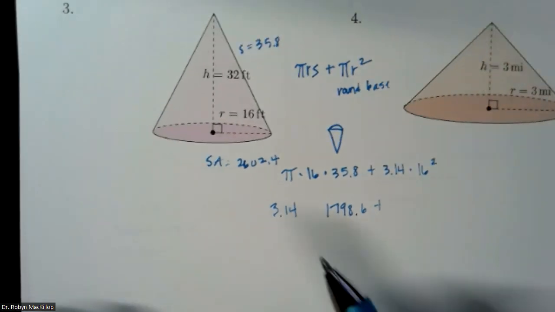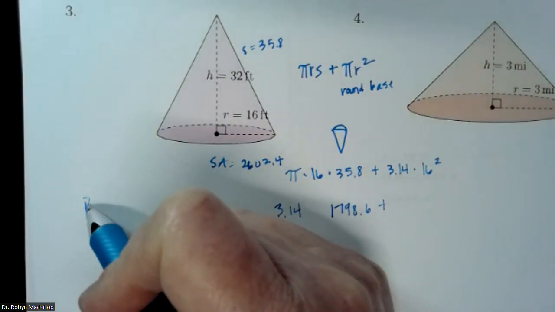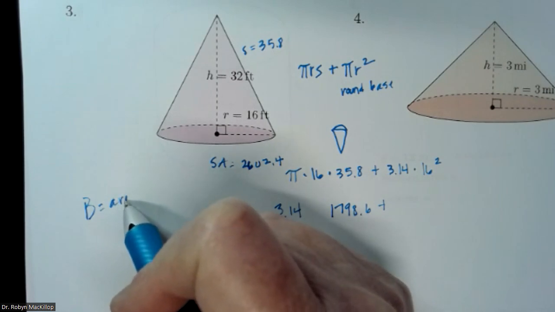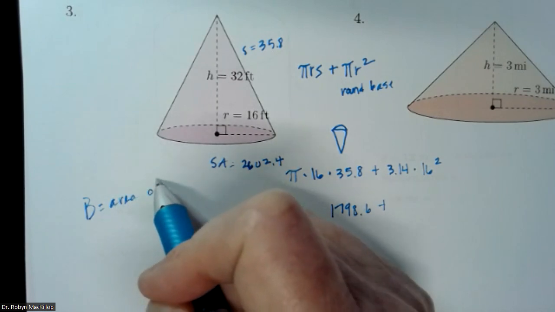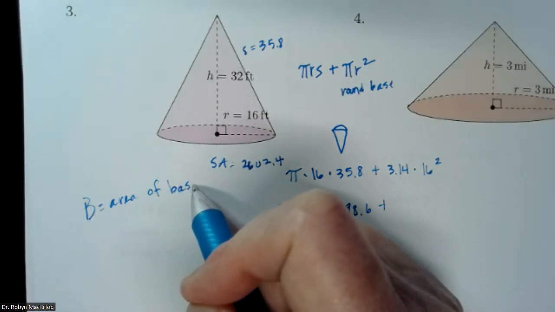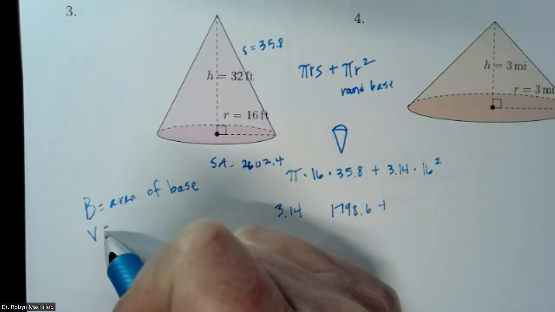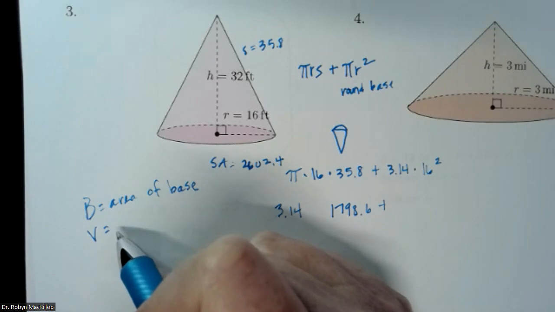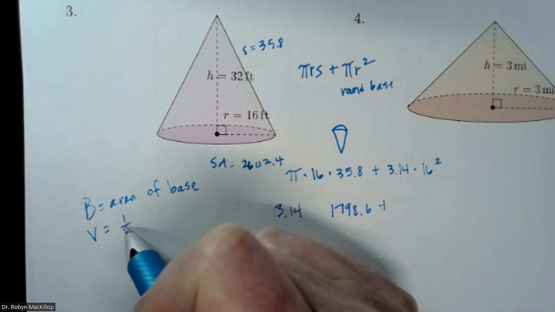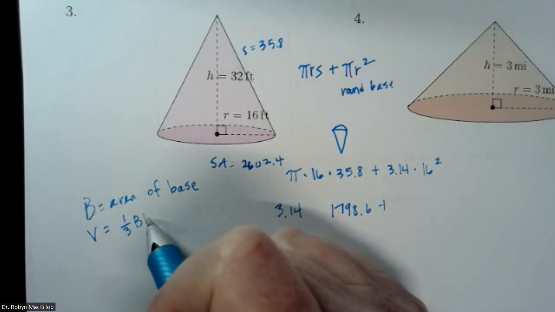And I'm going to do this separately, even though we figured it out up there. So big B equals area of base. And our volume formula is, where'd it go? Pyramid. 1/3 big B, which is area of base times the height.